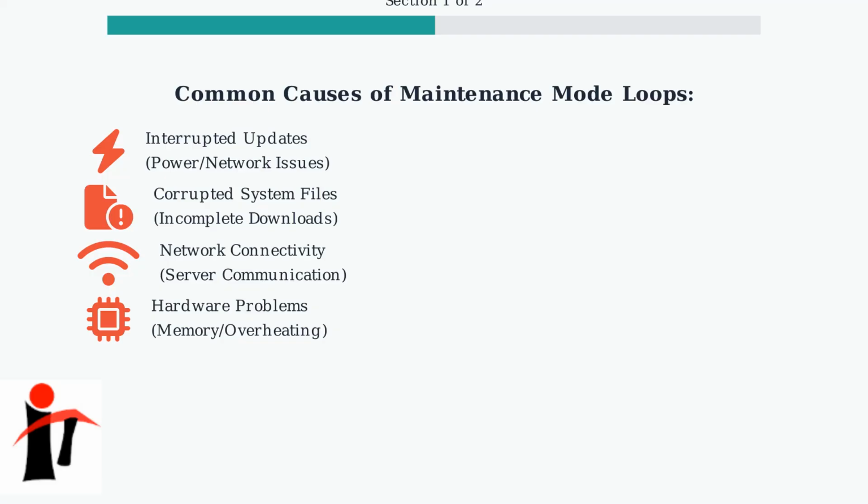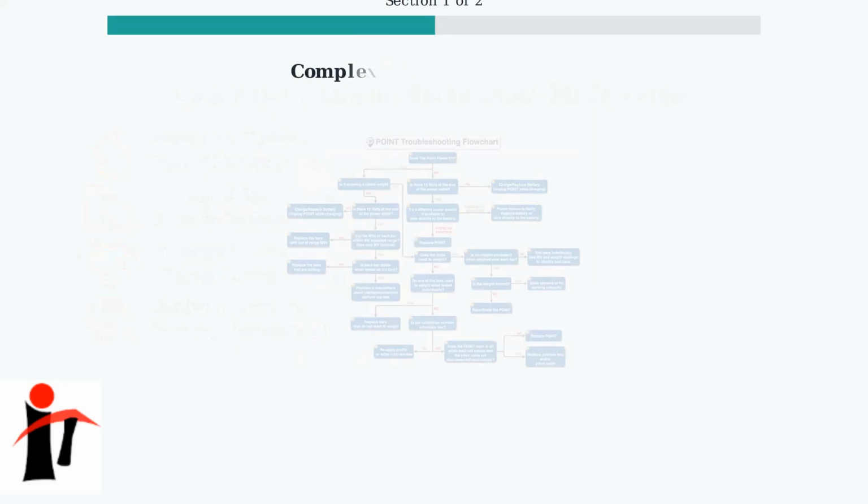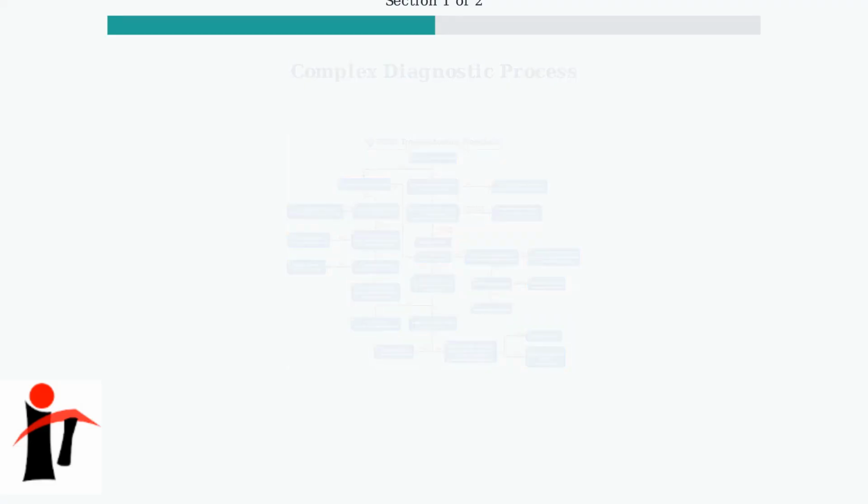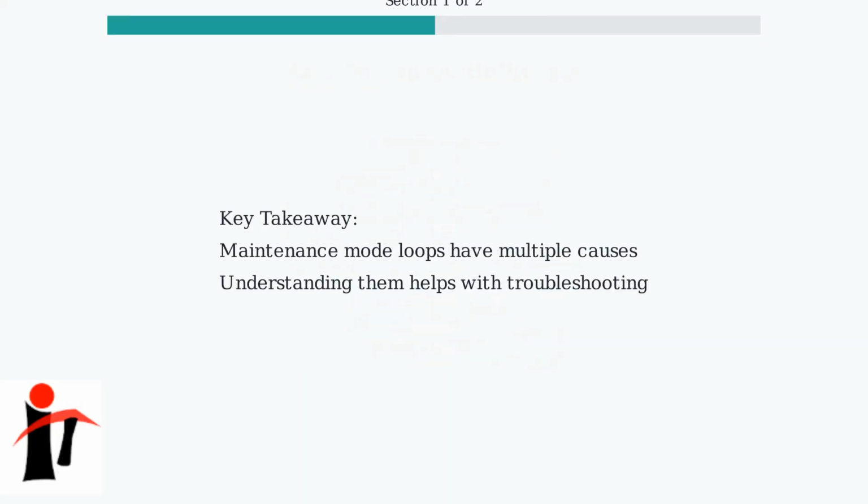and maintenance mode loops. The troubleshooting process can be complex, as shown in this diagnostic flowchart. Multiple factors can interact, making it challenging to identify the exact cause of maintenance mode loops. Understanding these causes is the first step to resolving maintenance mode problems. In the next section, we'll explore specific troubleshooting methods and proven solutions to get your YouView box working normally again.